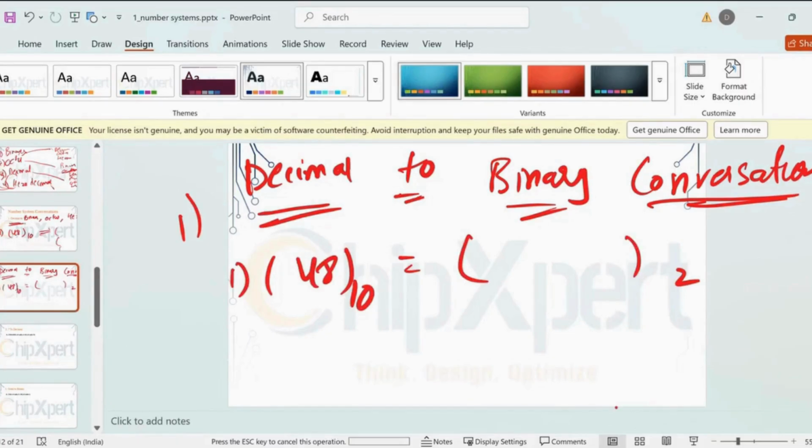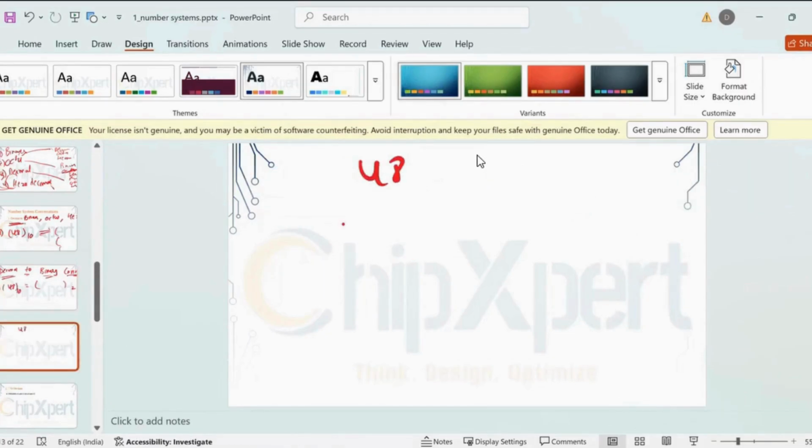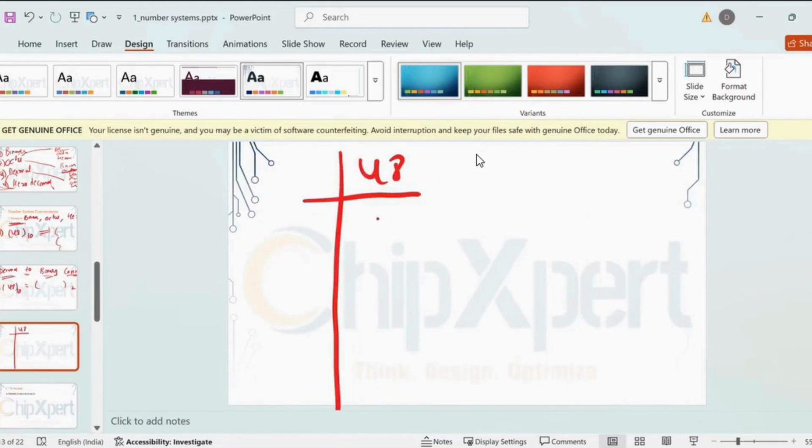So I have 48. I'm going to divide this number by the base of the conversion I want. I want binary, so I'm going to divide by 2. How many times will it go? 24, and the remainder is 0. So if we multiply 2 with 24, the remainder is 0. We write the quotient here and the remainder beside it.